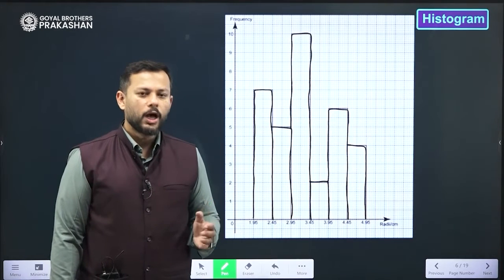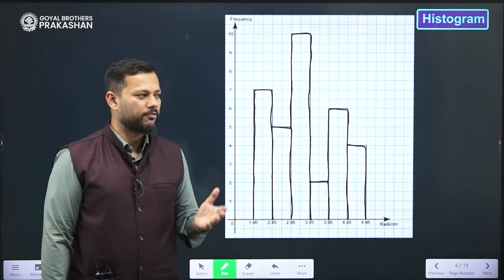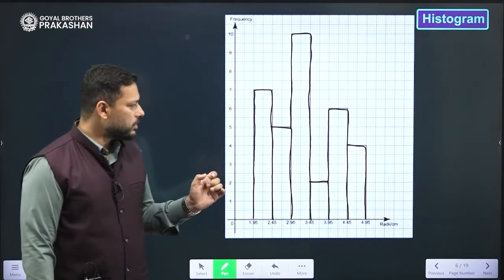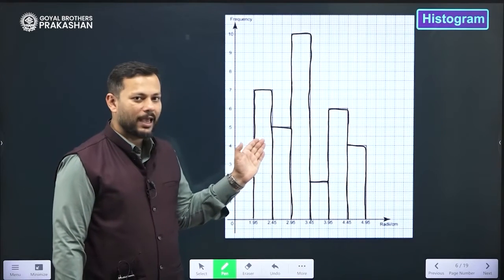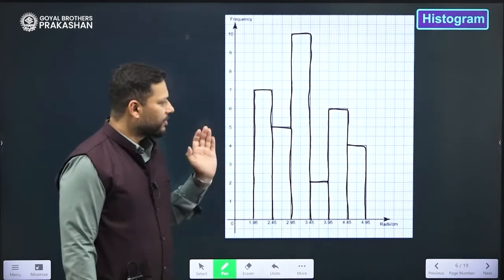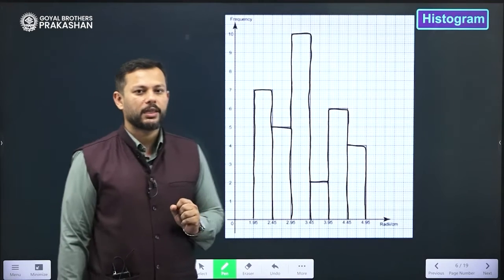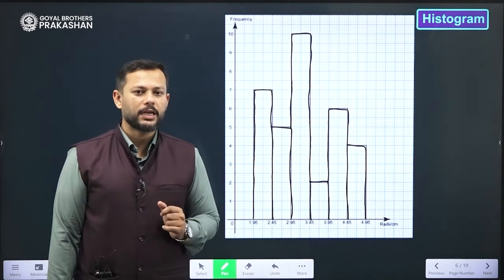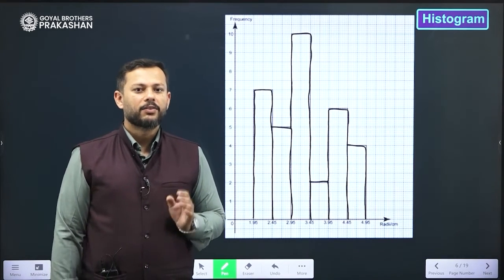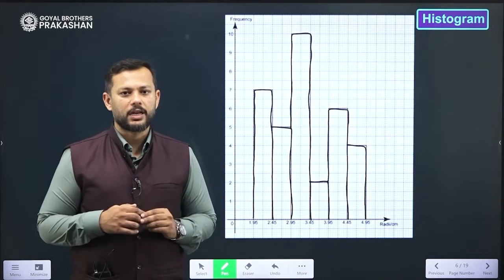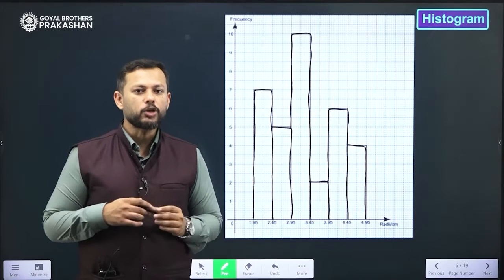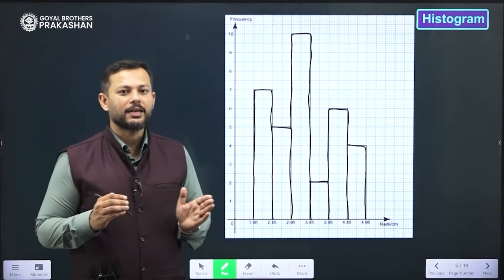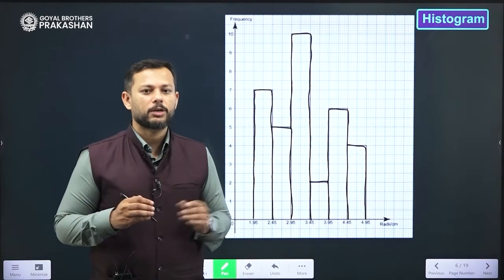Histogram is also a way of representation of data, but it is similar to bar graph, but the change is that it doesn't have any gap between two consecutive bars. That tells us about a very important thing, grouped data. Why is there a need of grouped data? When we are writing some data, sometimes we have a very large number of data. In that case, we do not need to write all the data individually. We group them together and then we write it in such a way that its representation becomes easier.